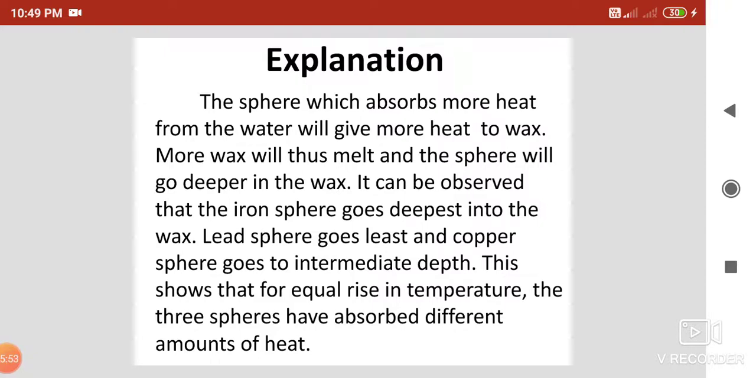We have seen that these three spheres have equal mass. They were put in water having a temperature of 100 degrees Celsius. They absorb the heat, and afterwards when they are kept on the wax, one goes deepest, one goes to an intermediate depth, one goes the least. Like this they attain different heights. So it means their capacity to absorb heat is different.